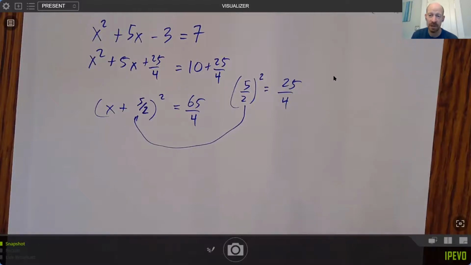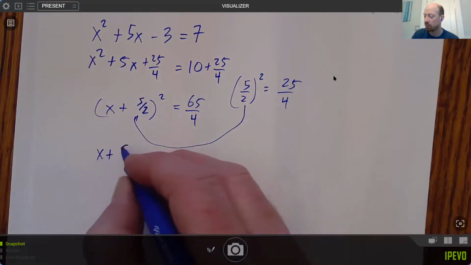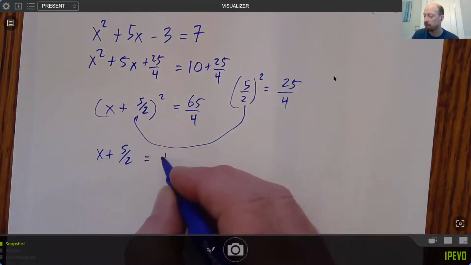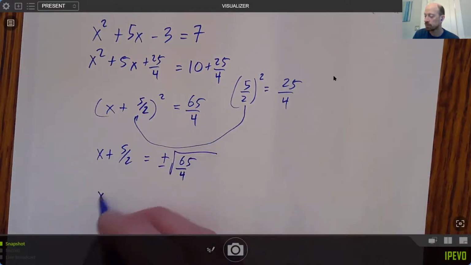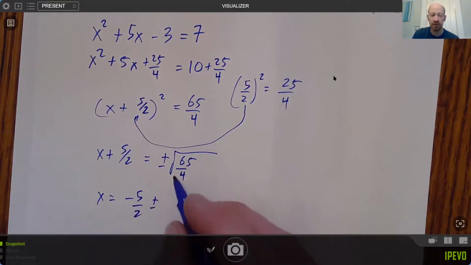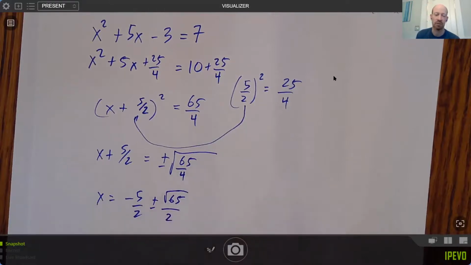And here I've made it to this big spot where now I can finish the problem using the square root property. I'll take the square root of 65, which can't be reduced, and then the square root of 4, which can be reduced.